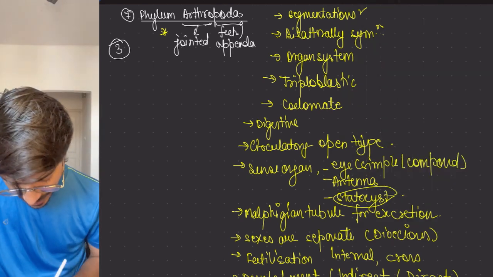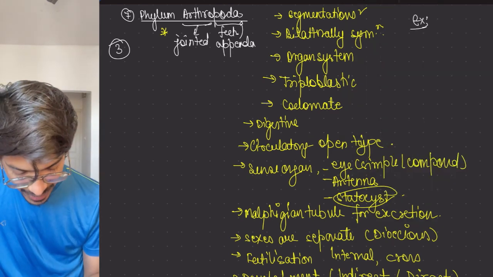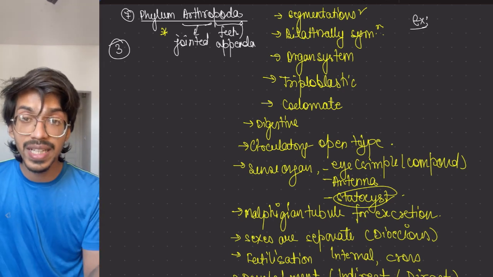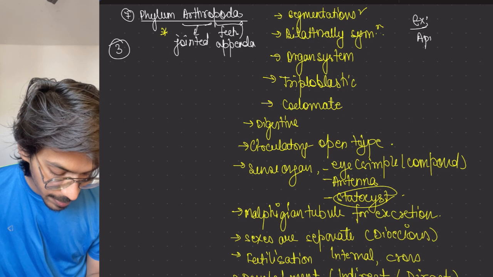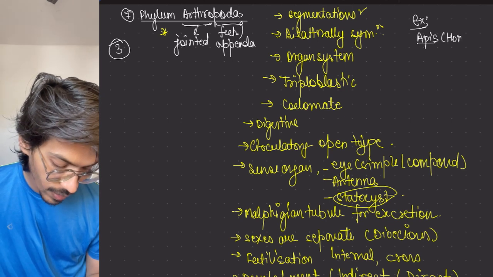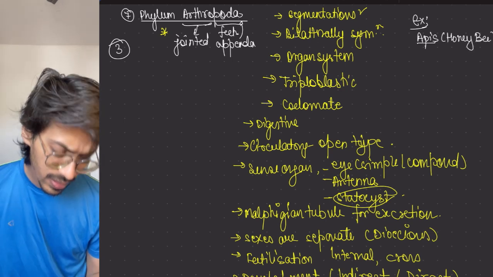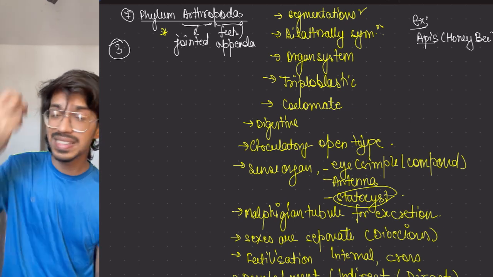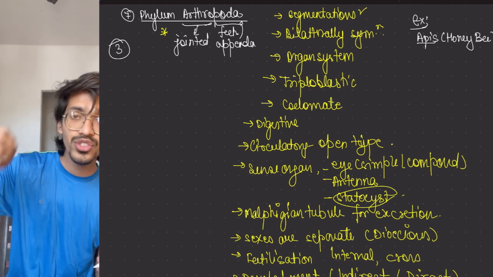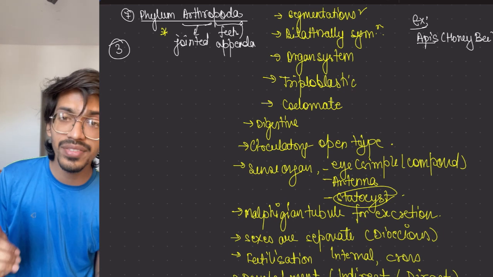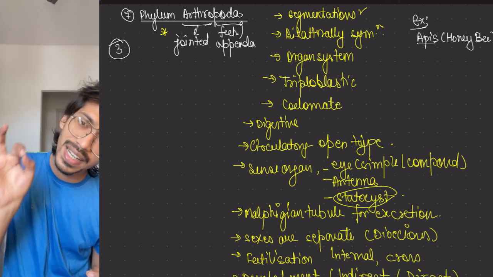When we come to the examples, we have a lot of examples over there. So the first example is economically important, means which is helpful for humans. Humans use it. Number 1 is honeybee. That is Apis. Honeybee. These examples, write them somewhere and see them every day. Like you eat breakfast in the morning, lunch in the afternoon, and dinner in the evening, same you have to see them morning, afternoon, evening.